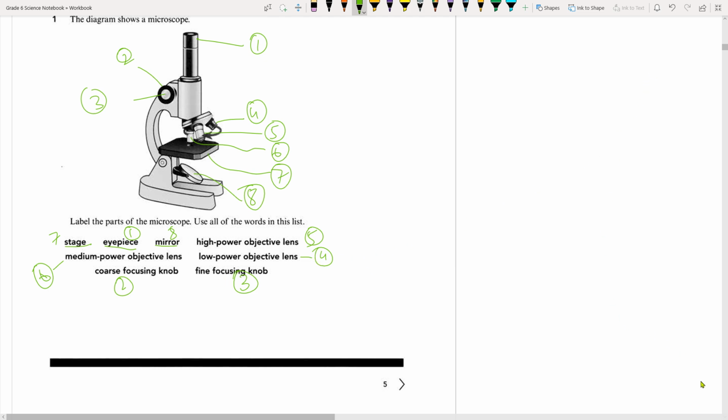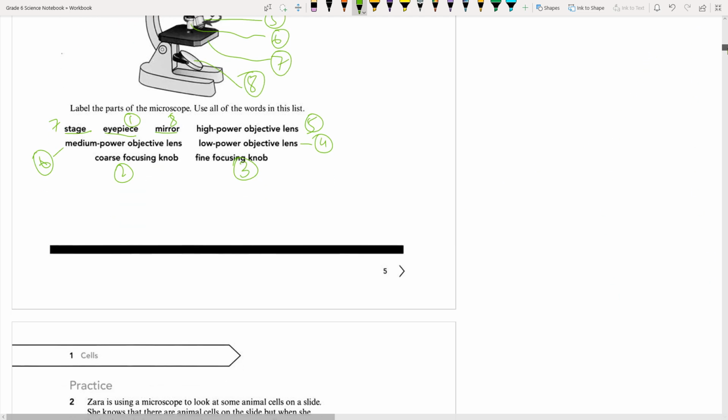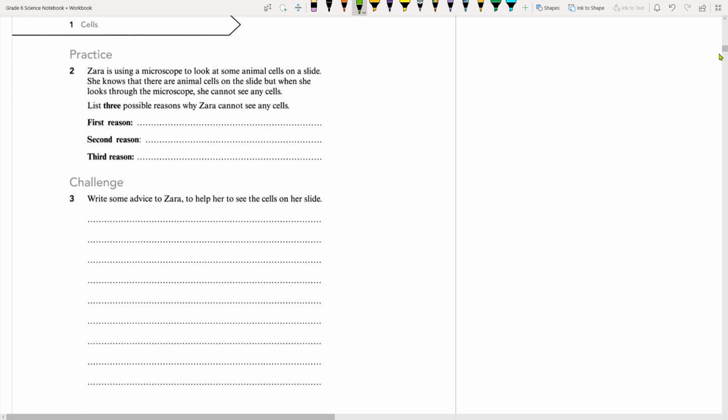Okay, so this is a fairly simple labeling that could have been done. I've discussed this labeling in lab as well. I've showed you the microscope. Okay, Zara is using a microscope to look at some animal cells on a slide. She knows that there are animal cells on the slide, but when she looks through the microscope, she cannot see any cells. List 3 possible reasons why she cannot see.